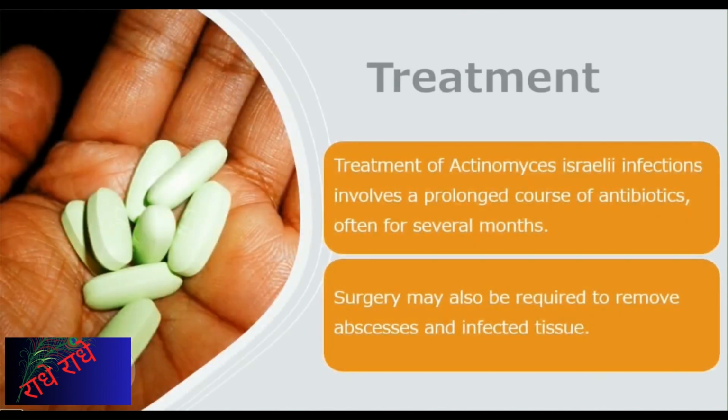A combination of antibiotics and surgery is generally required to treat Actinomyces israelii infections. Antibiotics are to be consumed for a number of months to eradicate the infection, and any affected tissue may need to be surgically eliminated in order to clear away any abscesses. This method guarantees fast and effective treatment.